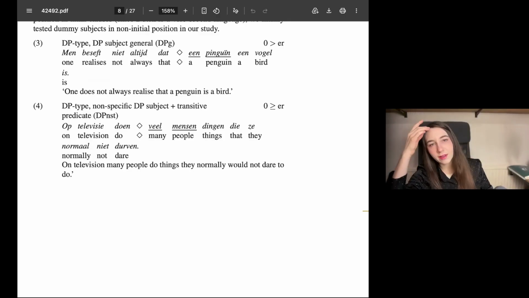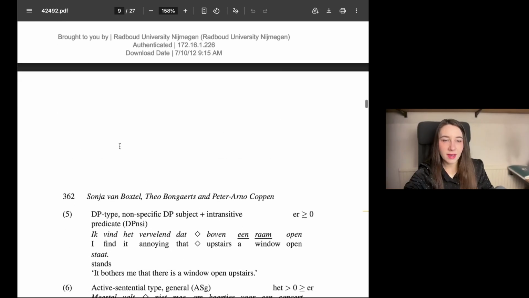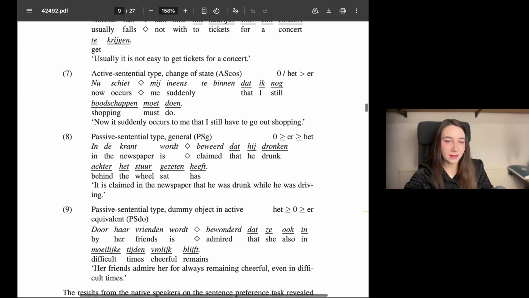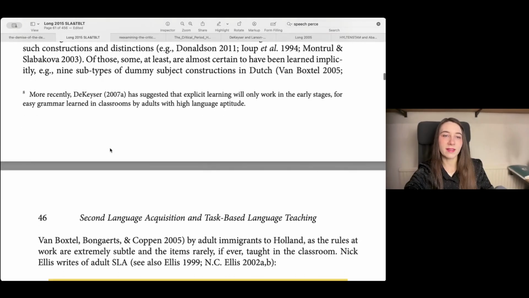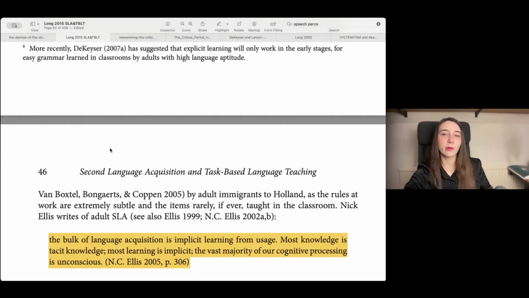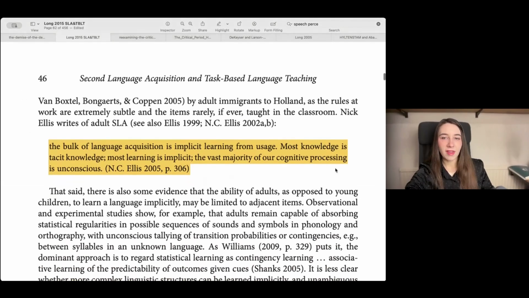In English, a dummy subject would be "it" or "there". So, "there is a phone on the table," or "it is raining." But apparently in Dutch, there are 9 types. Long's point is just that there are certain subtle distinctions which must have been learned implicitly because they wouldn't have been taught. So there isn't a Dutch course which goes into these distinctions. And so that suggests that most learning is implicit rather than explicit.